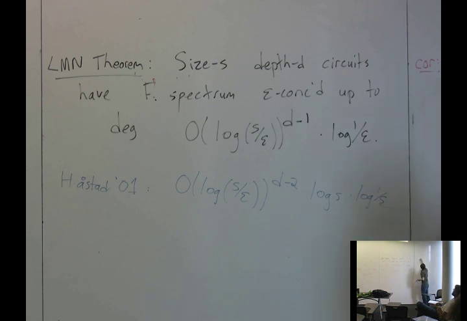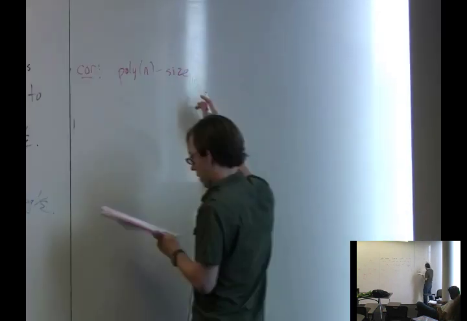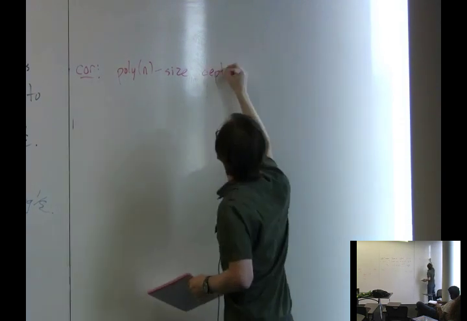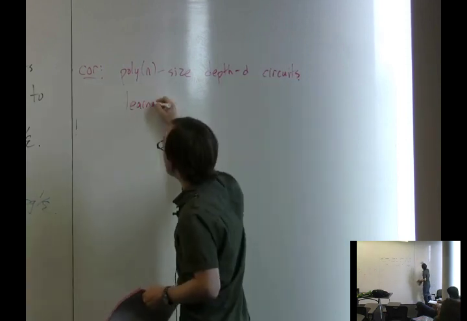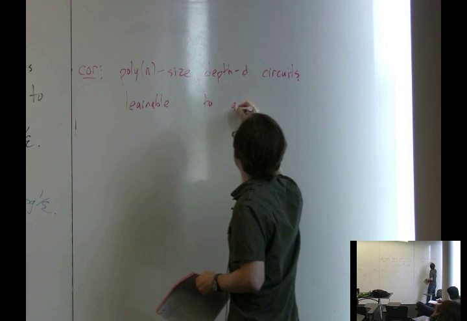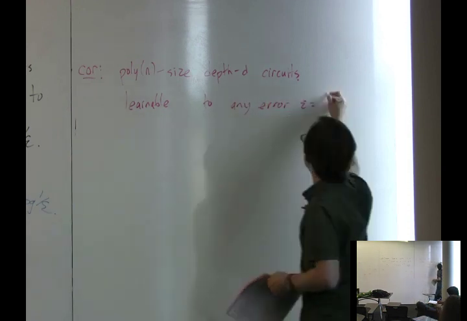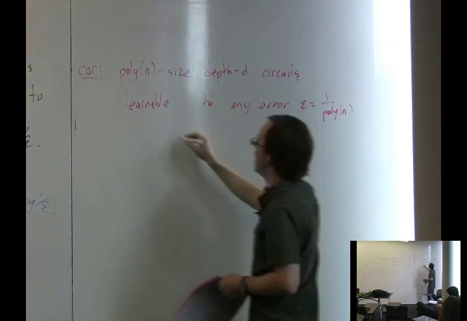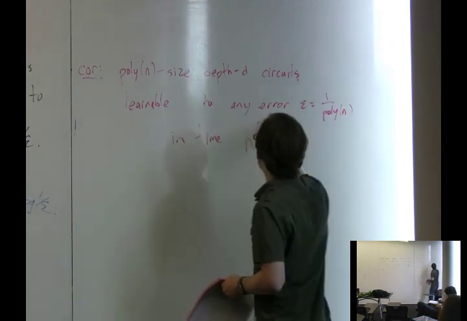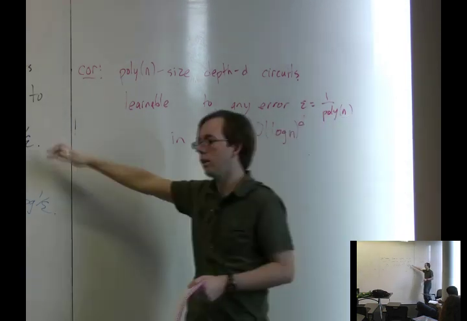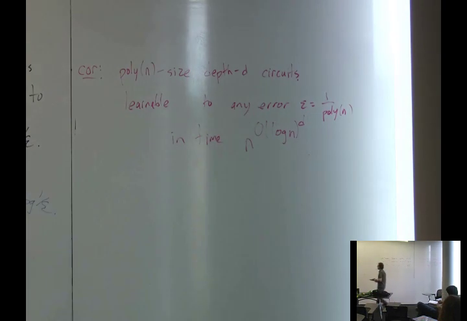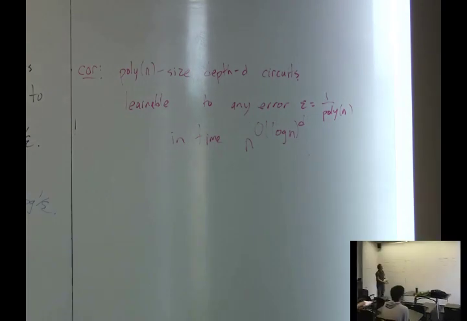So, poly n size, depth d circuits, let me just try to maximize all parameters, are learnable from random examples only to any error like epsilon equals 1 over poly n, which is quite great, in time n to the O of log n to the d. Basically n to the concentration bound. So that's pretty good. The colloquial way to phrase it is that this class AC0 is learnable from random examples only in quasi-polynomial time, which is quite nice.